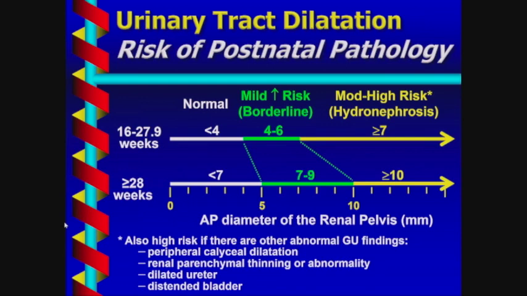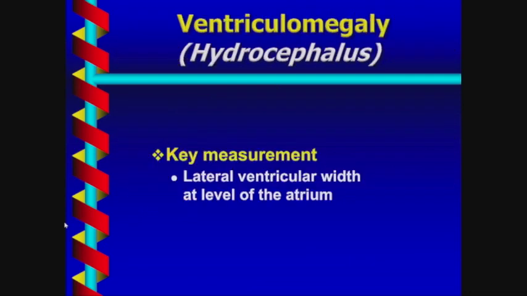Also, there's high risk if there are other non-measurement criteria, such as peripheral calyceal dilatation, parenchymal thinning, or abnormality, and others.